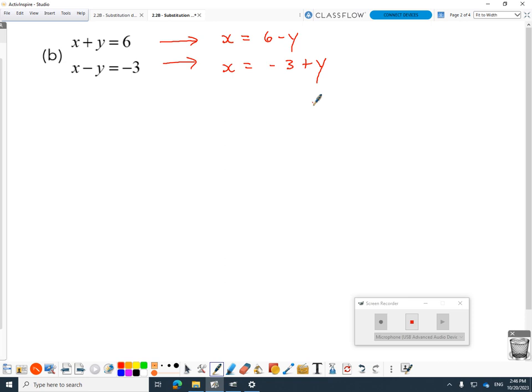If x equals 6 minus y and x equals negative 3 plus y, let me underline them. This might help you. X equals this and x equals that. Can anyone take a shot?